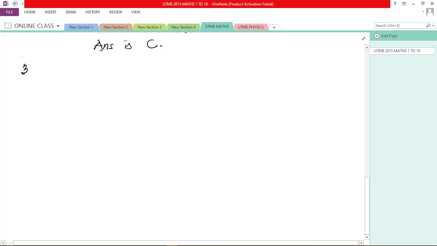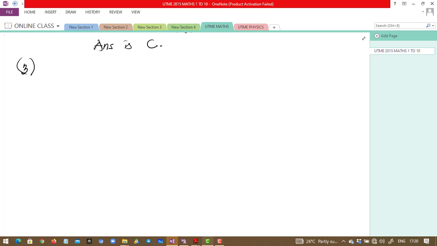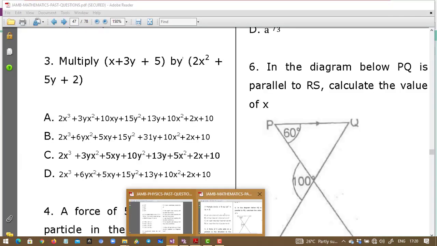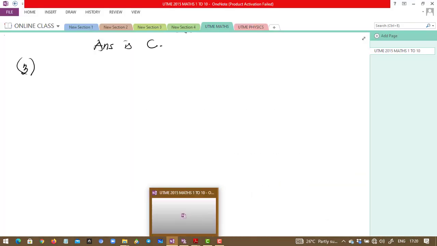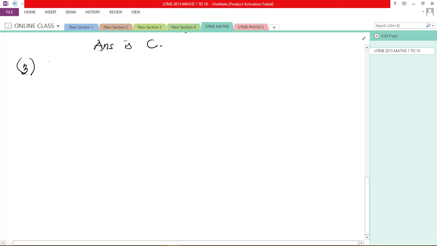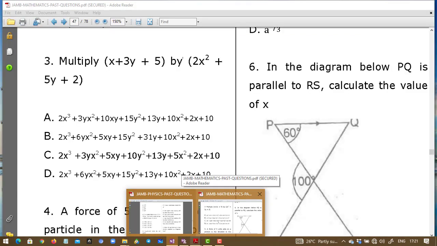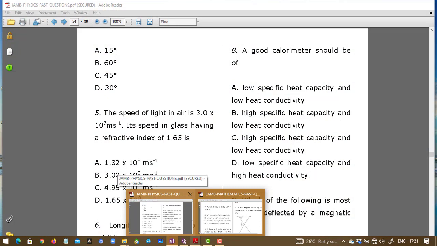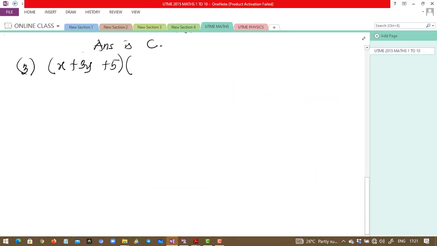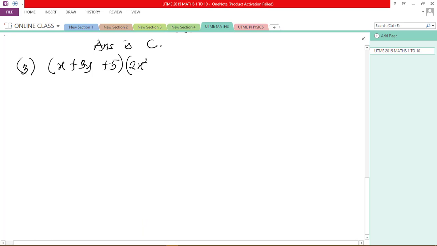We have number 3. Number 3 question says that we have x plus 3y plus 5, times, I think, 2x squared plus 5y plus 2.